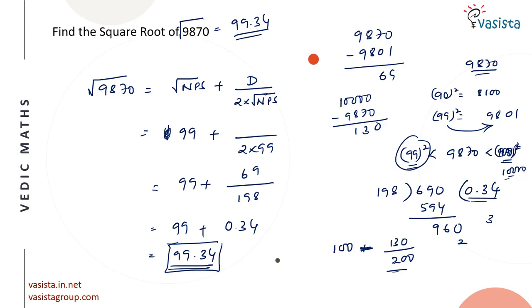Suppose if you divide 130 by 200, you are going to get 0.65 approximately, right? So if you subtract 100 minus 0.65, you are going to get 99.35, right? So both are equal. If you go further, the same thing will happen. Hope you understood. This is the way of finding the square root of an irrational number. In the next video, I am going to show you using the bucket method.